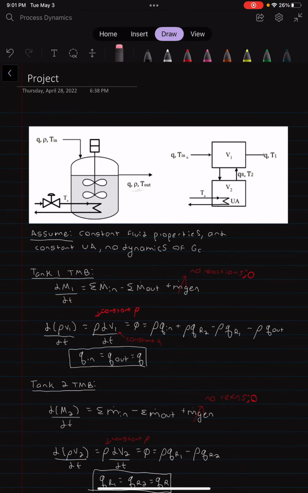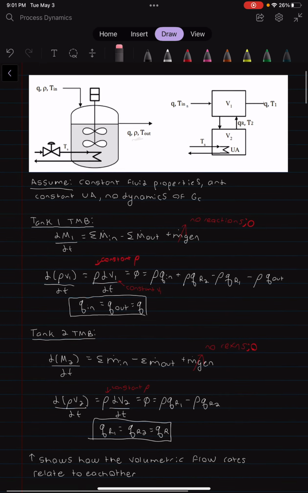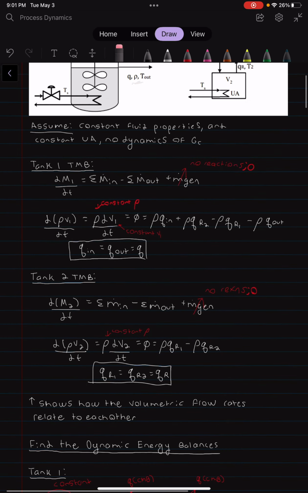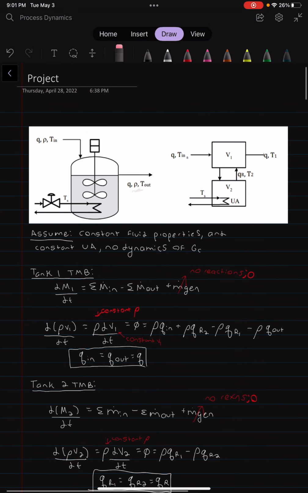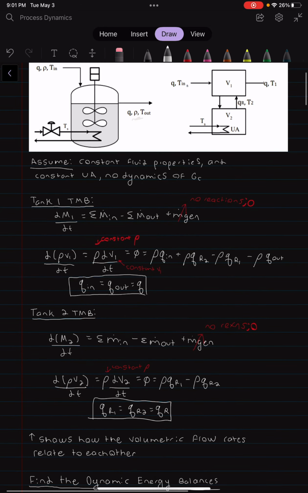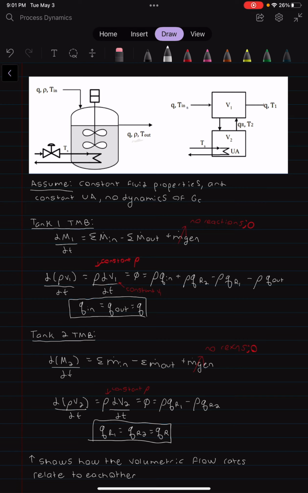So the first step in this project is determining the parameters for a not well mixed, or separately well mixed, tank. First we can assume constant fluid properties, constant UA, and no dynamics of our controller gain. The first step in this process is to determine the mass balances and energy balances just to simplify the system.